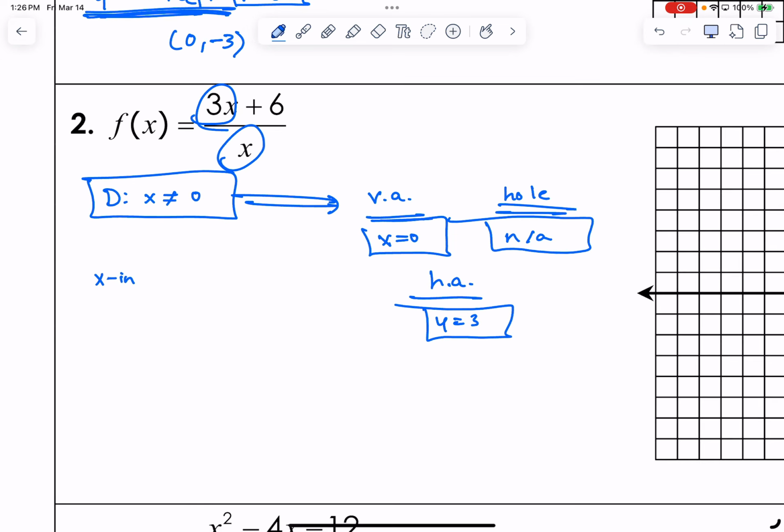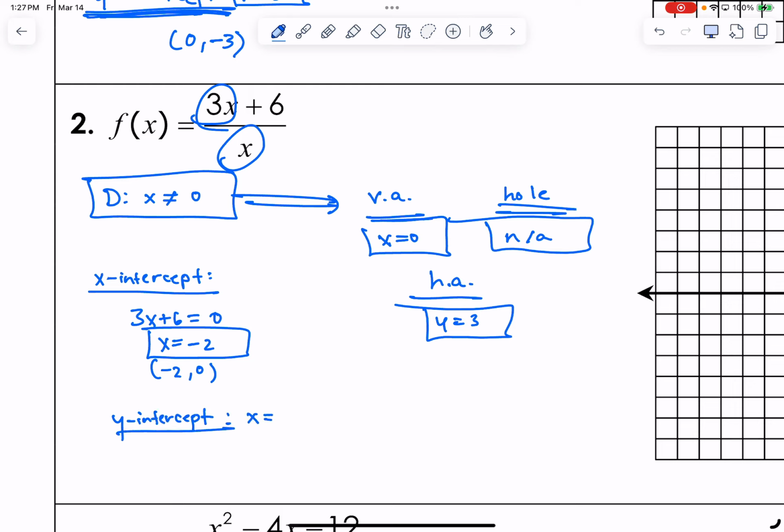X-intercept. The x-intercept is going to be when I let the what equal 0? The top, so 3x plus 6 equals 0. That's going to give me x equals -2. So that's going to give me -2, 0. I know I did that right. Y-intercept, what do we plug in?